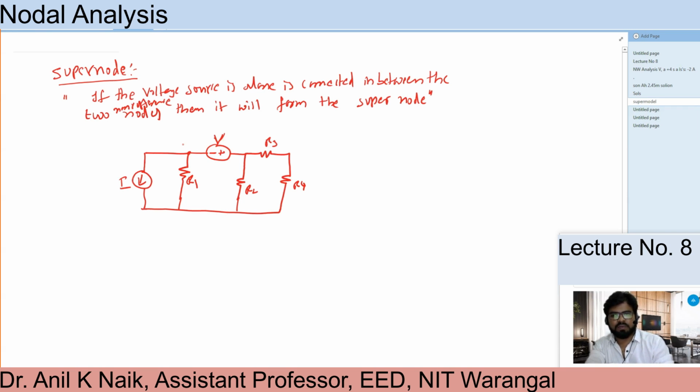So what is meant by a supernode is, suppose this is my reference node here, but these are my non-reference nodes. 1 and 2 are the non-reference nodes. So the concept of a supernode is, if a voltage source is connected in between two non-reference nodes, then it is going to form a supernode.